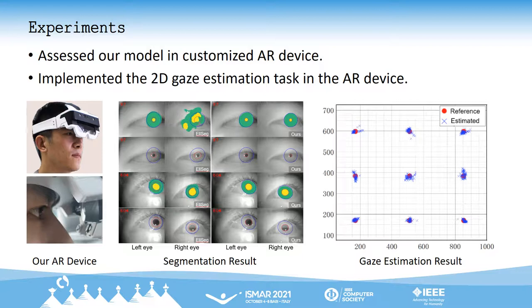To demonstrate the usability of our method, we assessed the ELSEG and the ESFNet in a customized AR device. We also implemented the 2D gaze estimation task in the AR device. Our system estimates gaze with an error of only about 0.38 degrees on average.